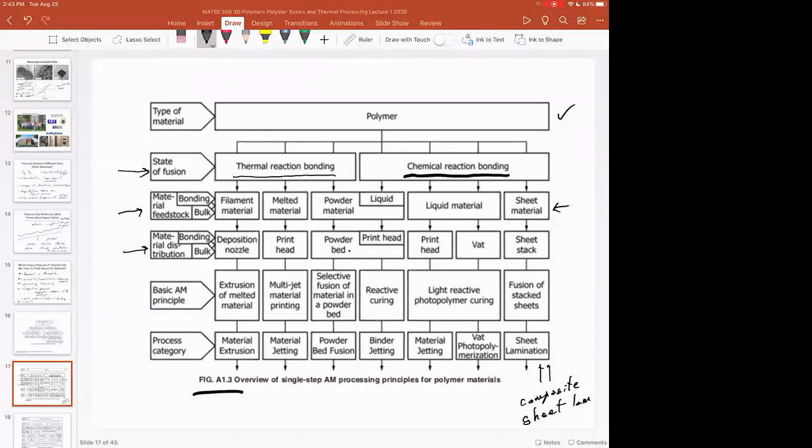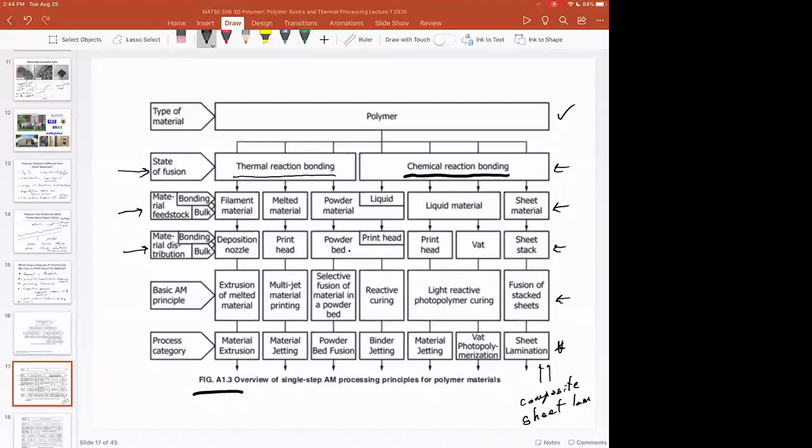So this diagram really sets up the framework that we want to use for the course. What are the characteristics of the polymer? What does the feedstock look like? How do we deposit that feedstock, or what's the additive technology? What's going on in terms of how that part's being built up? And then what's the ASTM nomenclature for the various additive processes?